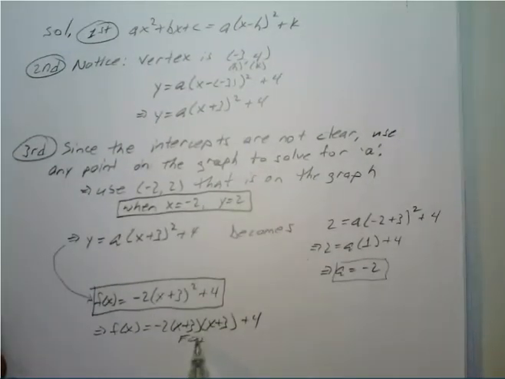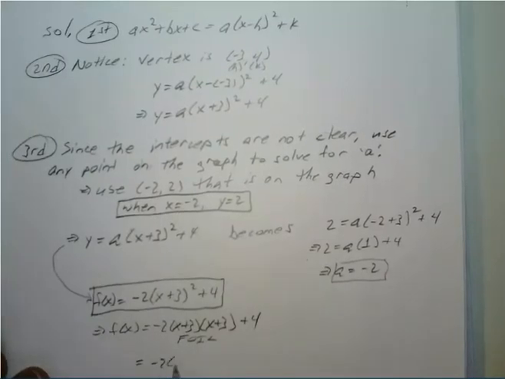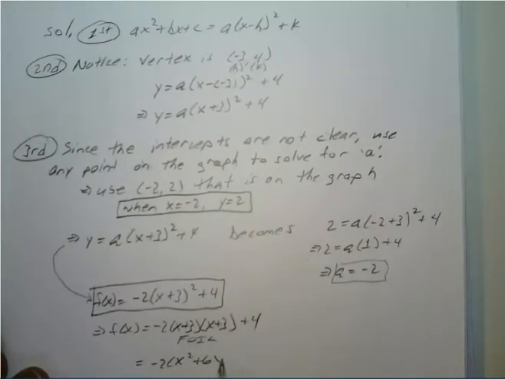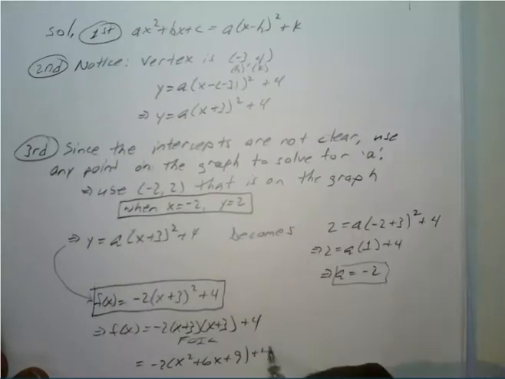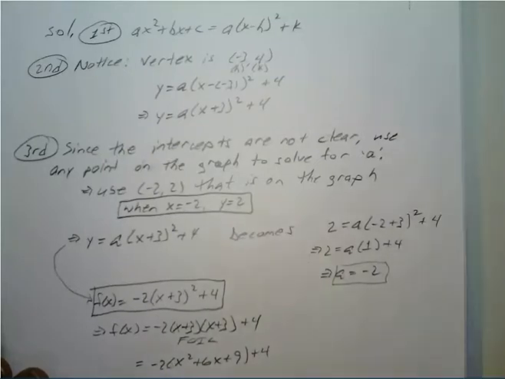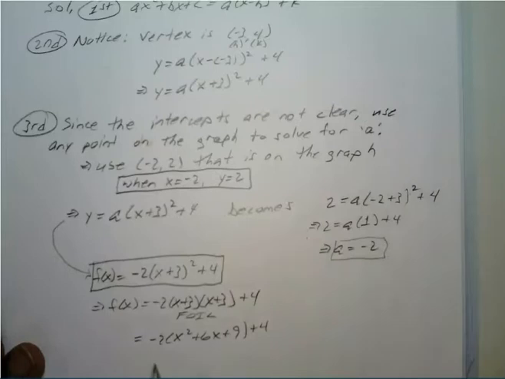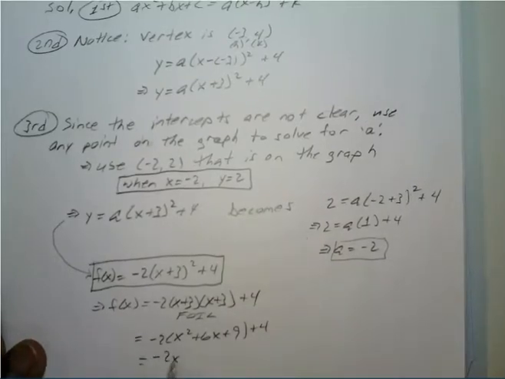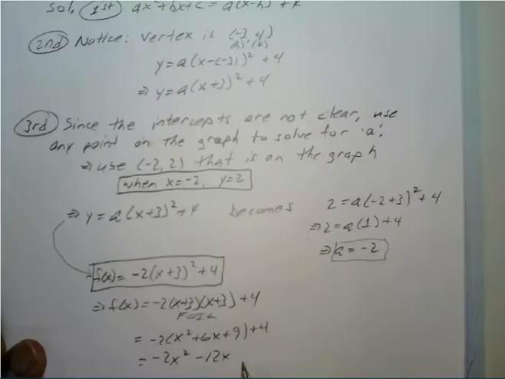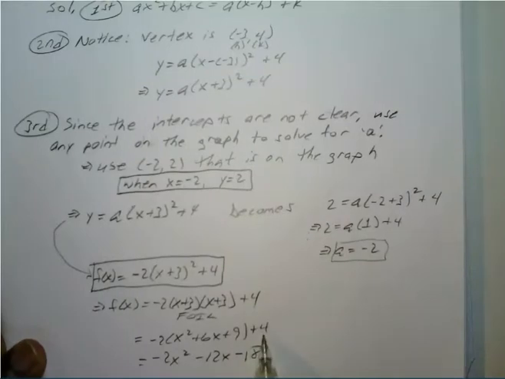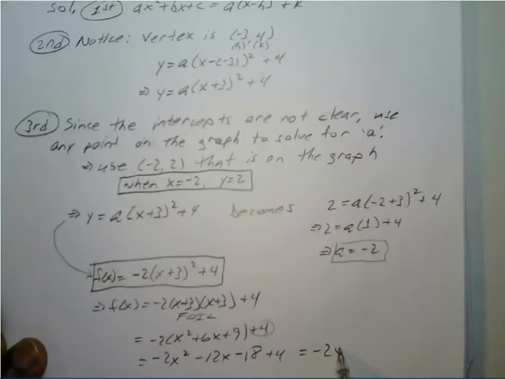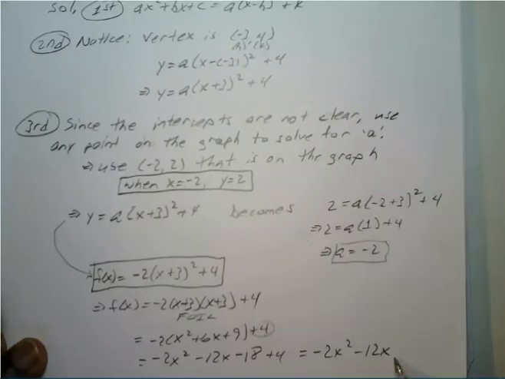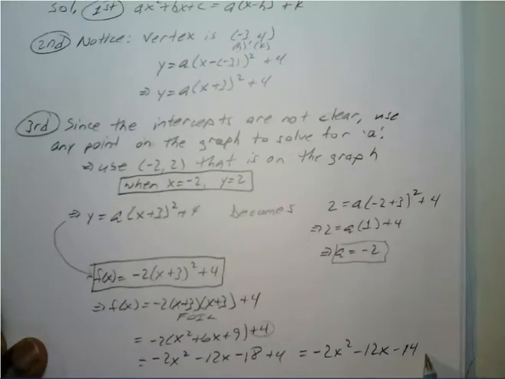If we go ahead and FOIL these two, it would be -2 times x squared plus 6x plus 9, plus 4. If we distribute our -2, it's going to equal -2x squared minus 12x minus 18 plus our 4, which is equal to -2x squared minus 12x minus 14.